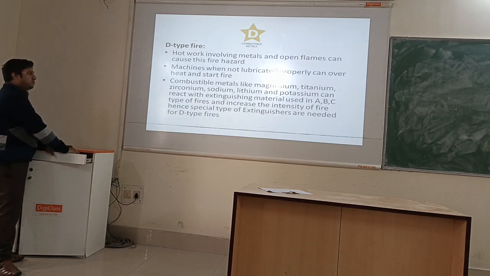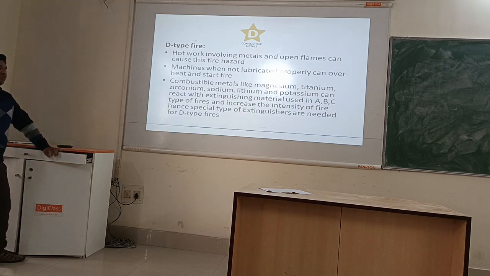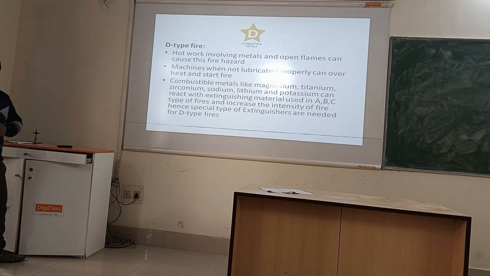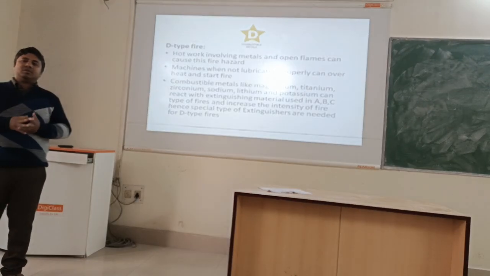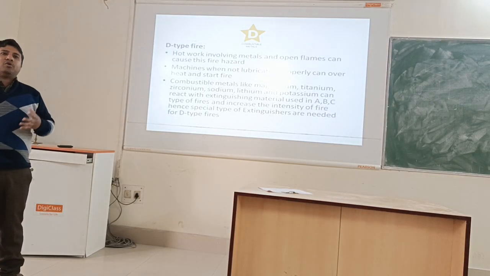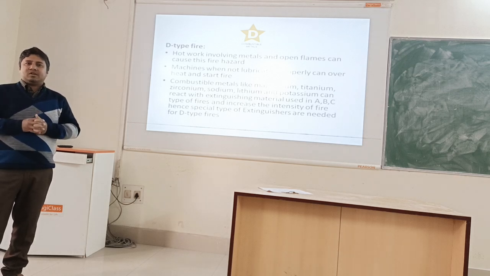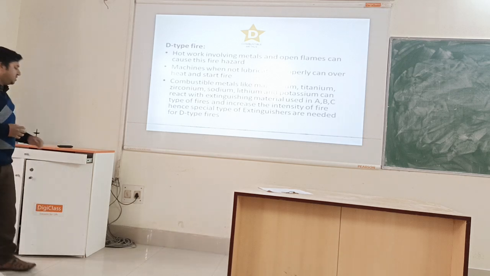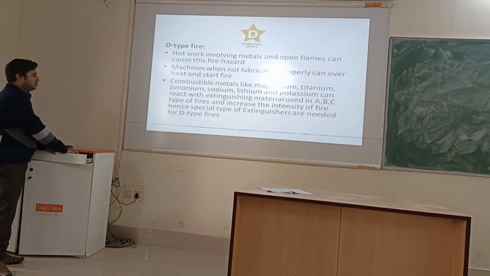To mitigate this type of fire, the extinguisher that is needed is also specific to this type of fire, because when the metal starts burning, it reaches a very high temperature, and that high temperature cannot be handled by water alone. It may not be possible to mitigate this fire with water. So to combat this, a particular type of D type extinguisher should be used.